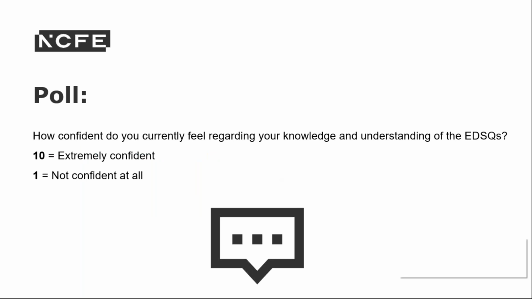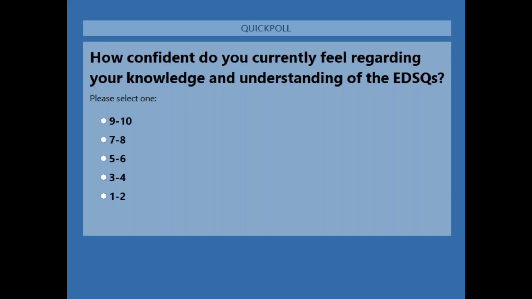Now, I'd just like to begin with a poll about your current confidence levels. I'm just going to launch the poll. So I would like you just to enter on a scale of 1 to 10, 1 being low and 10 being high, how would you rate your current confidence level regarding your knowledge and understanding of the Essential Digital Skills Qualification? Now I'll just give you time to enter your responses. I can see some coming through. We're at about 90%, a few more. I'll give a few more seconds just to make sure everybody gets a chance to enter those.